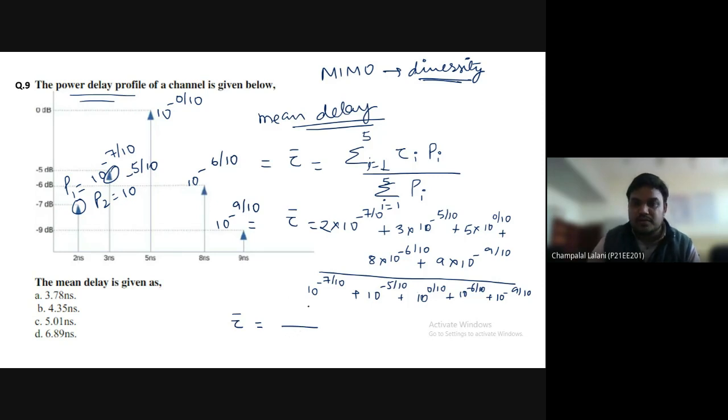You try to solve this part. Once you solve this, I will give the answer. If any one of you get the answer, you can write it here in the comment box, or you can also say the answer.